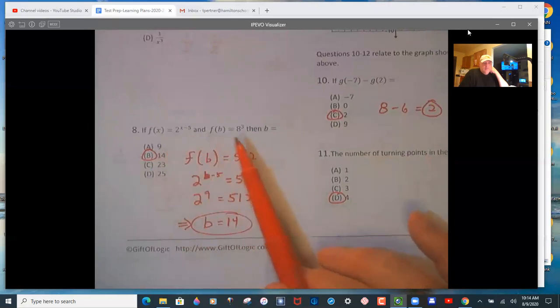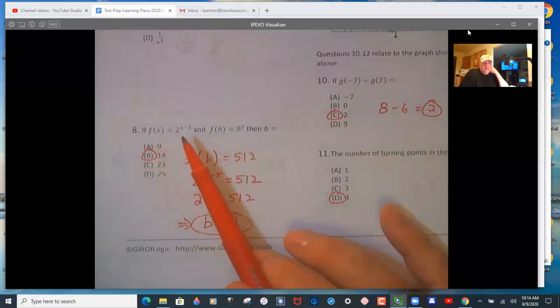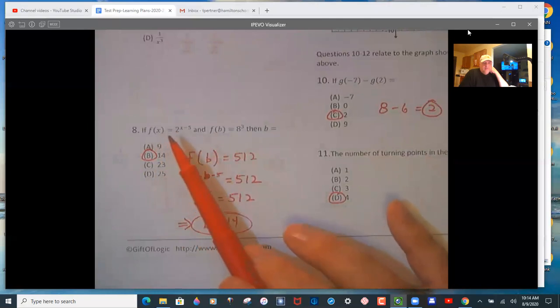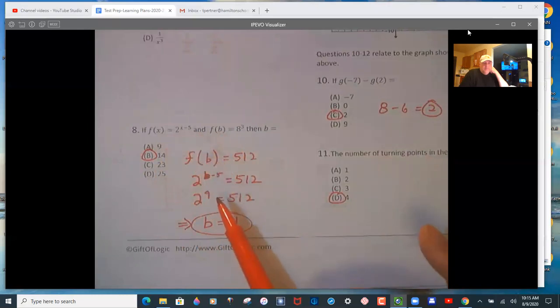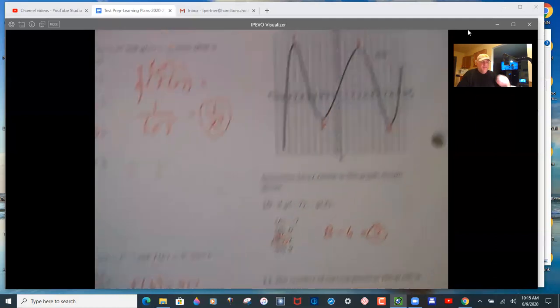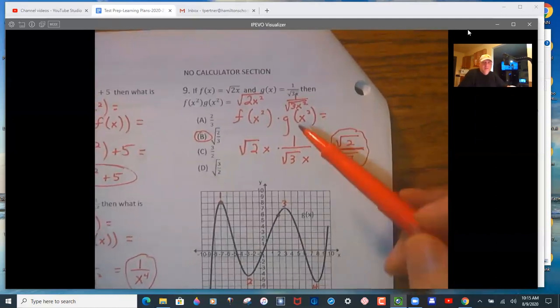So that means that 2 to the b minus 5, when you say f of b, that means x gets replaced with b equals 512. So 2 to the 9th has to be 512, so b is 14. This is a hard no calculator problem. I will tell you without a doubt, that's probably more of a calculator problem than a no calculator problem. Definitely on the up and up there.